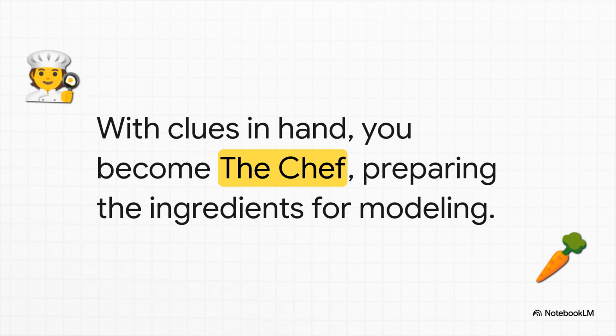Okay, detective work is done. You've got a full report on your data's quirks and features. Now it's time to switch hats. You hang up the trench coat and you put on the chef's whites. A chef's job is to take all those raw ingredients, your data, and based on what the detective found, clean them up, prep them, and turn them into the perfect dish, all ready for modeling.